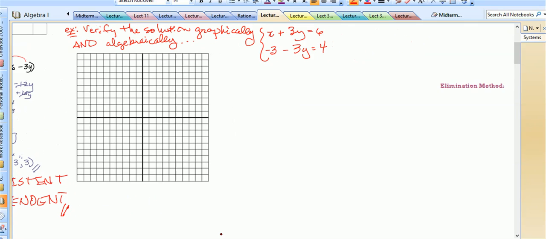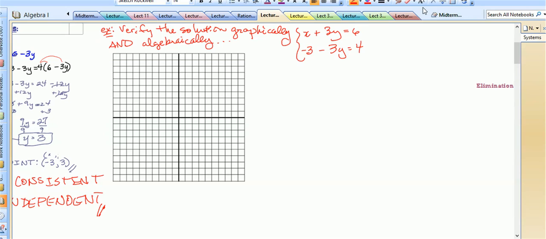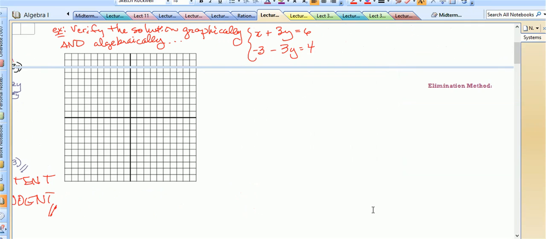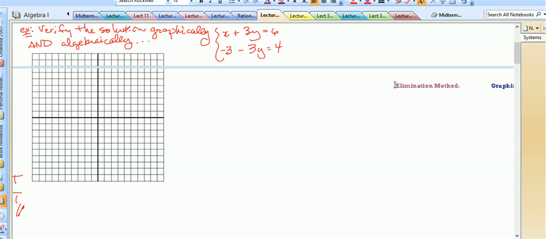You may come across some homework problems that ask you to verify that a point is a solution to the system of equations, or it might ask you to look at a graph and point out the point of intersection or the solution point. So this one will help you with that, I am hoping. So let me get this out of the way and then we'll look at that.